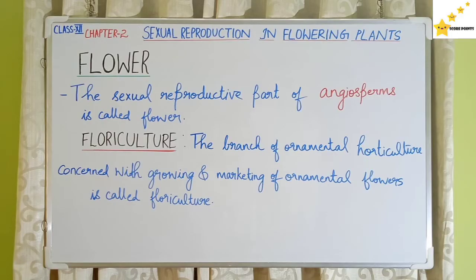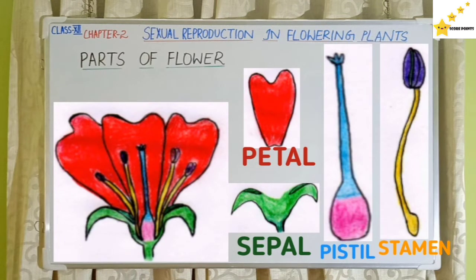Flower is the sexual reproductive part of angiosperms. Floriculture, the branch of ornamental horticulture concerned with the growing and marketing of ornamental flowers, is termed as floriculture. You can see the diagram of a flower. Now we can learn each part in detail.